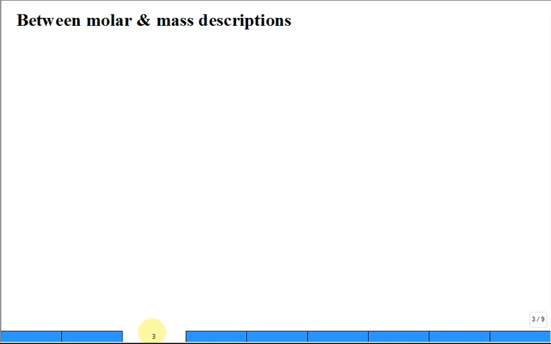What's the relationship between a molar description of our ideal gas mixtures and a mass description, and how can we jump back and forth between them? This is the key: cap M sub i. What's that? It's the molar mass, or molecular weight, for each species. So what are the units on this one? Kilogram per kilomole.